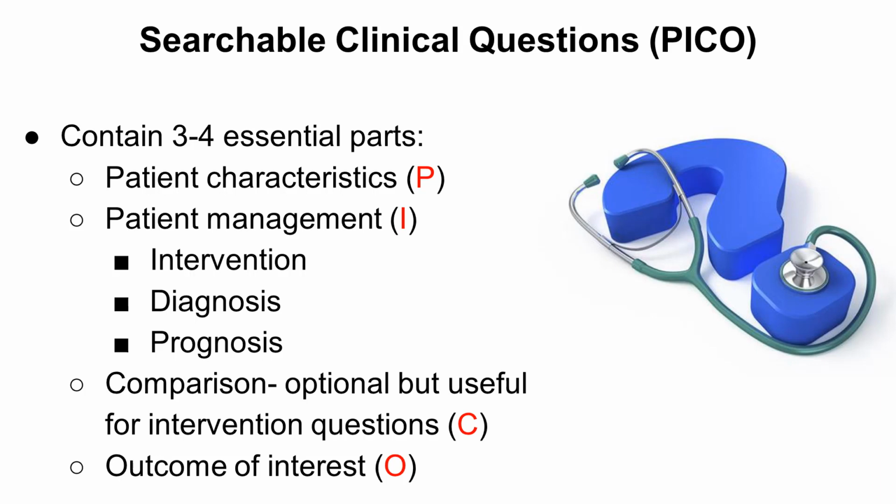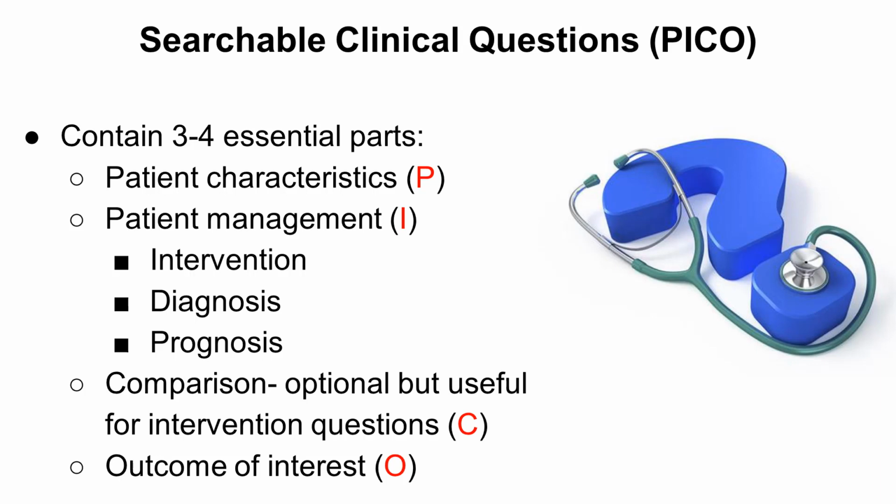P stands for patient characteristics. The patient characteristics include the most important patient characteristics that relate to the patient's health condition. The next step, I, actually stands for intervention, but overall it's considered under the category of patient management. Now, patient management can include intervention, diagnosis, or prognosis, and it defines the component of interest for this particular patient's management. The study designs to answer these questions are going to differ, but by specifying the component of your patient management, you can focus your question on a particular type of research study.